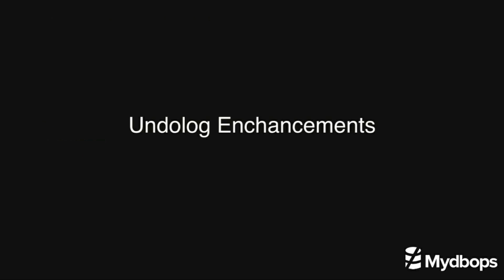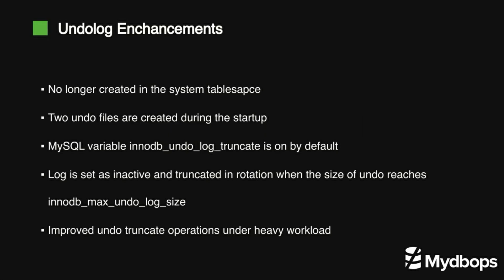And second comes the undo log enhancements. The undo log tablespace was implemented in 5.7, and it was not a default option. In MySQL 8, it has become a default option, and undo logs are no longer created in the system tablespace. Dedicated undo log files are created during startup, and the variable innodb_undo_log_truncate is on by default. So whenever it reaches the undo log max size, it automatically truncates. This avoids the bloating of the undo logs and needing to restart the MySQL service to free up the undo tablespace. And you can also create more user-defined undo tablespaces, and drop is supported for those newly created ones.